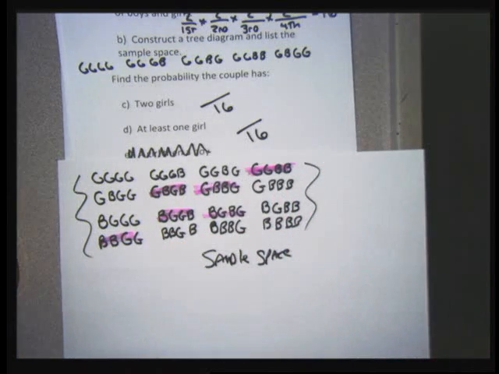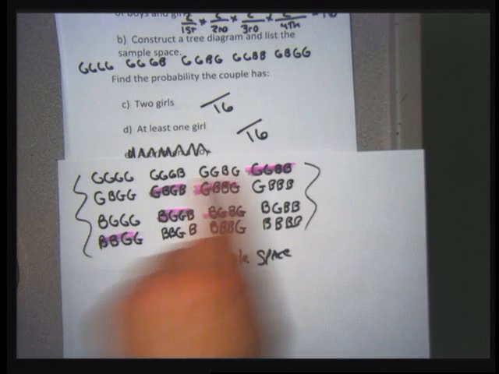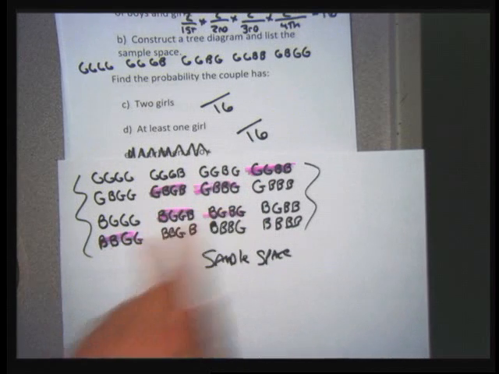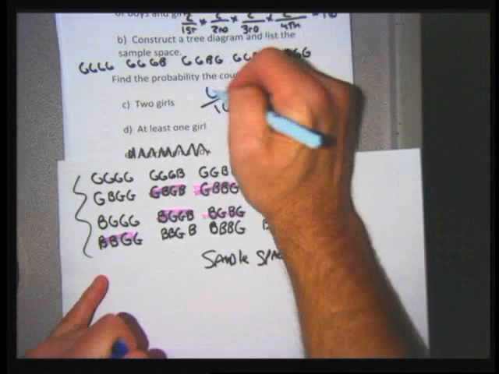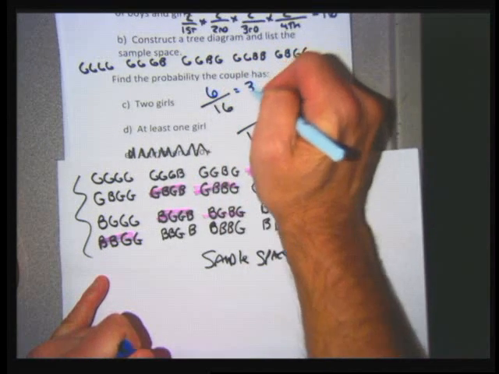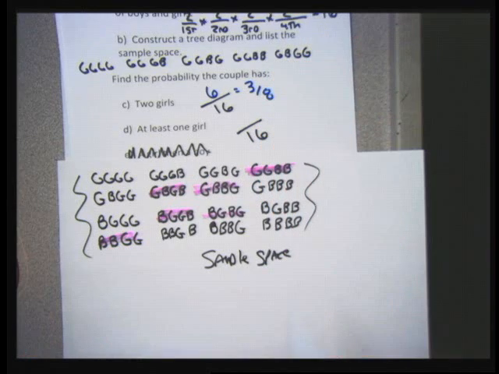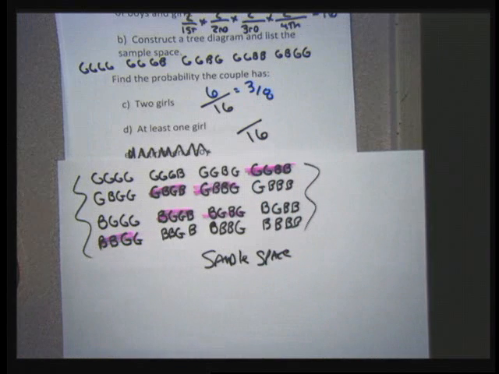So in part C, what I'm counting is 1, 2, 3, 4, 5, 6 of these choices have exactly 2 girls. So the numerator is going to be 6 and 16, and I'm going to reduce that to 3 and 8. Of course, I'll make sure I didn't miss anything. I don't think I did.